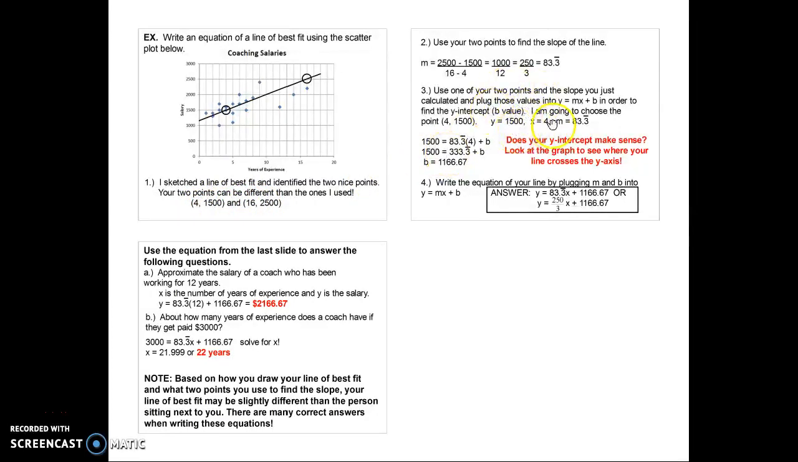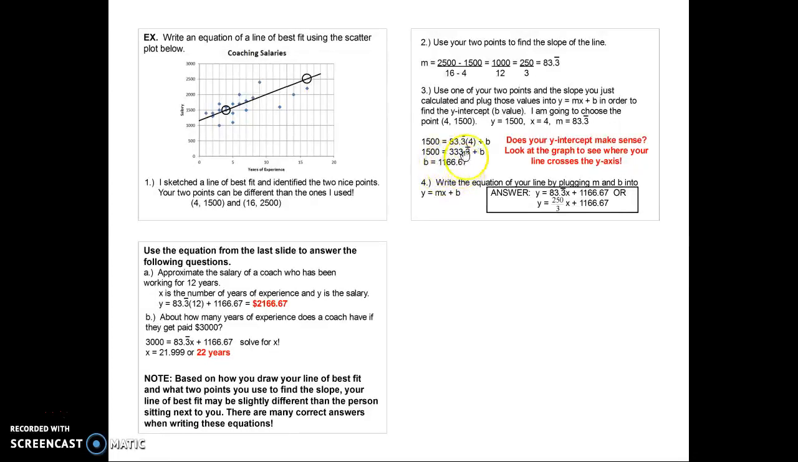So we chose to use the 4, 1500. So I have y equals mx plus b. I'm going to plug in the y value of 1500 equals my m, which was 83.3 repeating, times my x value plus b. 1500 equals 333.3 plus b when I multiply them, and then it's just solving for b. It's a one-step equation. Subtract your 333.3 to the other side. So we get a b value of 1,166.67.